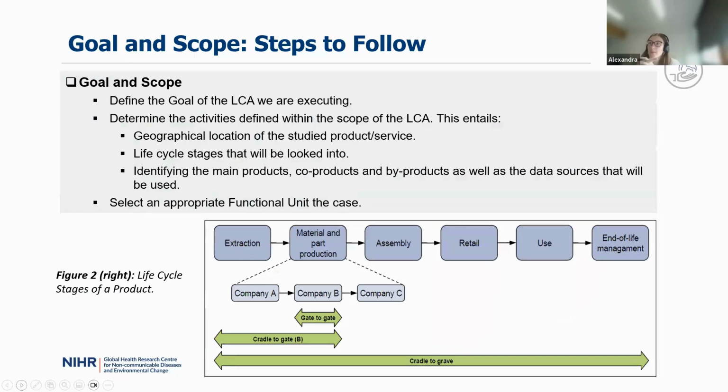So, how would we define the goal? What is the goal of the LCA we're currently executing? And similarly, we need to know the scope, the geographical location. Has that been mentioned? The life cycle stages, as well as what will be the products we will be considering, and if there are any co-products that might occur or not. Also, what do you think is in this case the most appropriate or sensible functional unit to compare both meals?